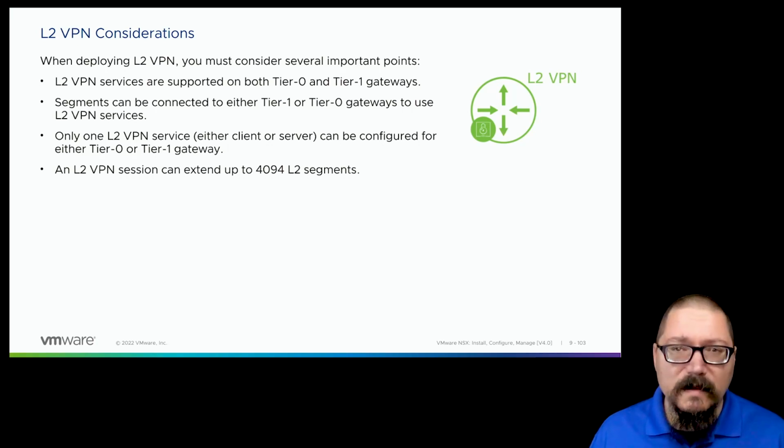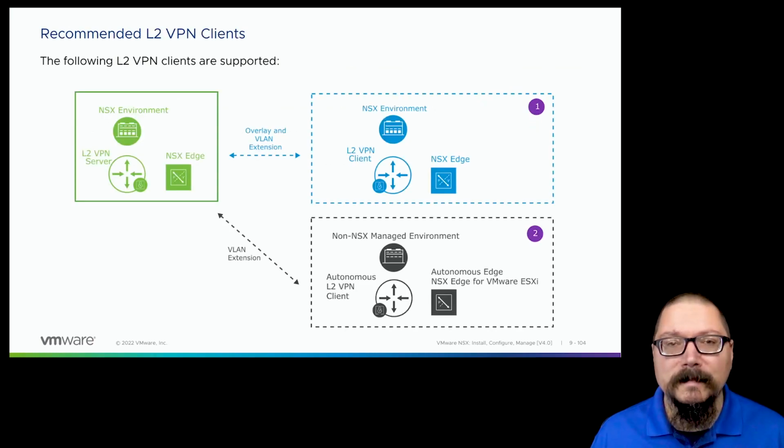And 4,000-ish segments, 4,094 layer 2 segments, that's what we can extend with our layer 2 VPN. That's a pretty significant scale, I think, given the types of use cases we might be looking at here. But naturally, you may find use cases where 4,094 doesn't seem like so much anymore.